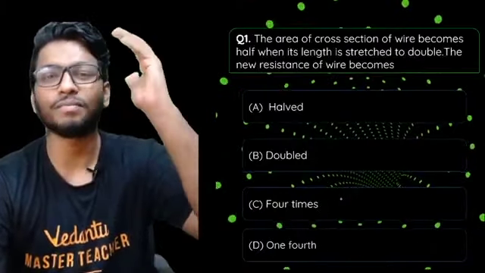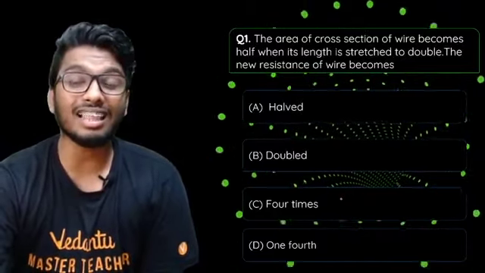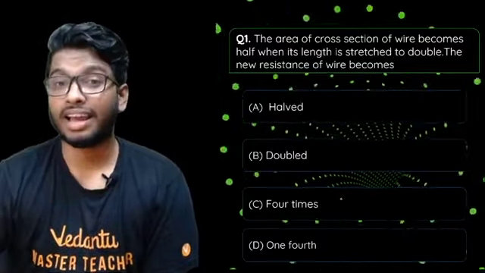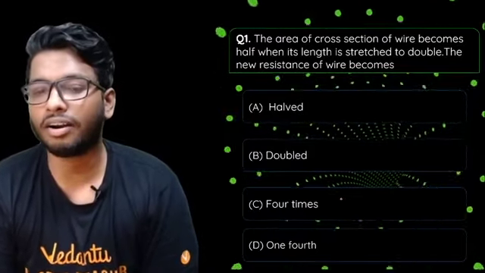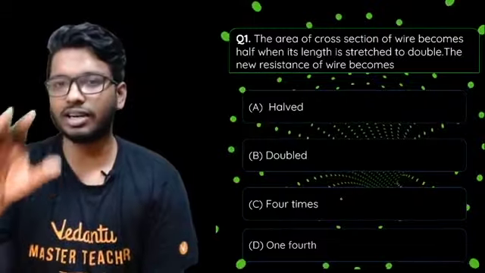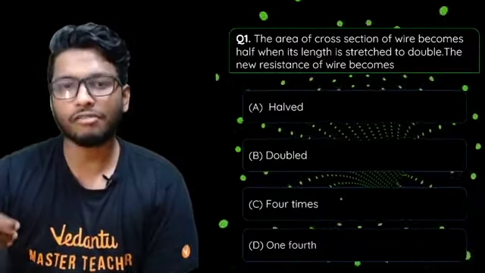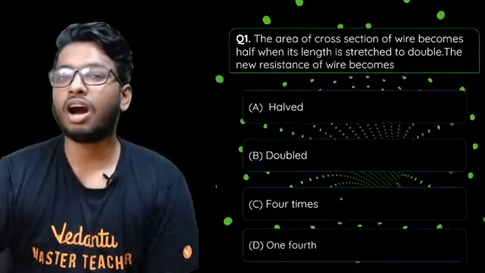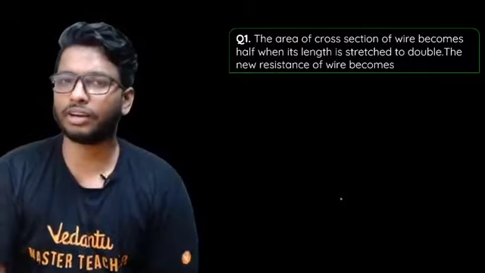So here's the first question, guys. The area of cross section of a wire becomes half when its length is stretched to double. The new resistance of the wire becomes: halved, double, 4 times, or 1/4 of it? So here's the question. The area of the cross section of the wire becomes half of it. The length is stretched to double. What happens to the new resistance? It's a very simple question. You could try it out by yourself.